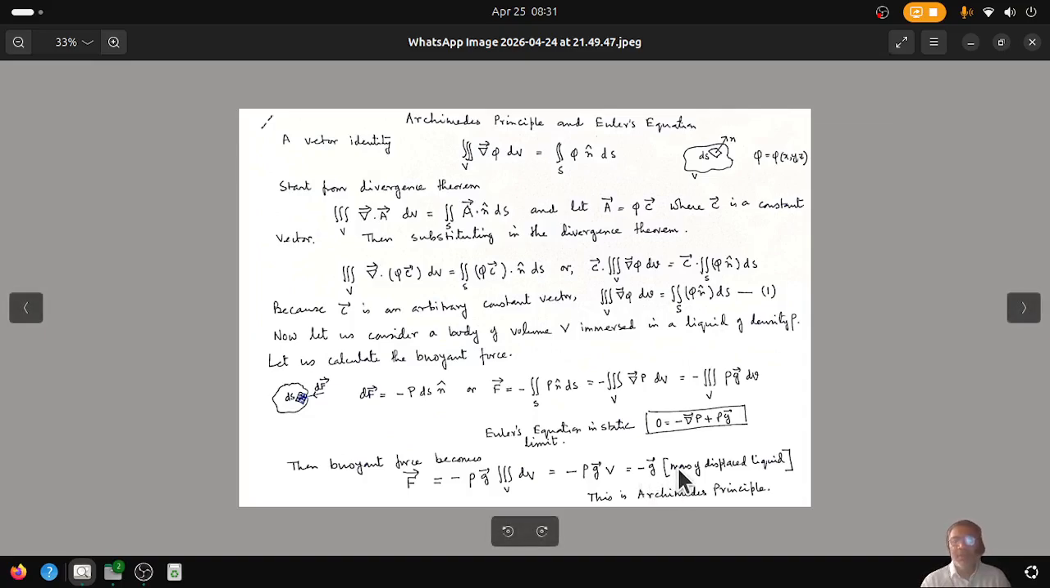The magnitude of the force is equal to the mass of the displaced liquid multiplied by g, that is, the weight of the displaced liquid. So this is Archimedes' principle, and we know it from our childhood. But here we have proved it using the vector identity, the volume integral of grad phi dV equal to the surface integral of phi n dS, which is equation 1, and Euler's equation in the static limit, which says that the pressure force and the gravitational force balance each other. I hope you have found it interesting, and thank you for watching.